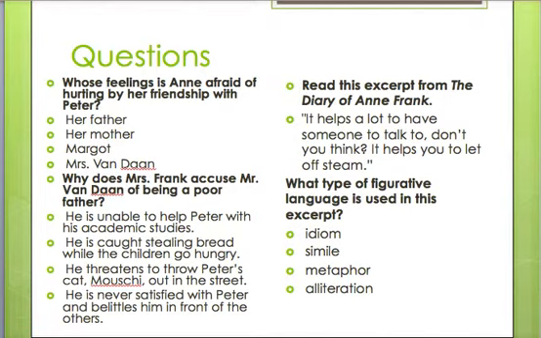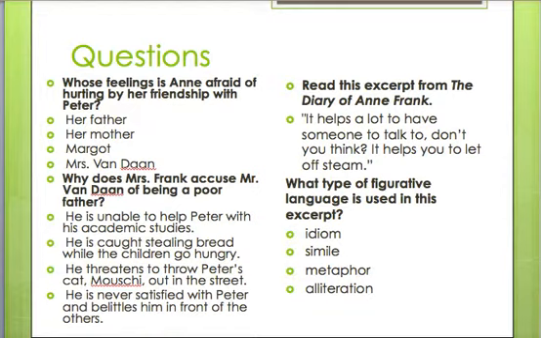Yeah, remember Mr. Van Daan was caught stealing food, and so Mrs. Frank accuses him of being a poor father because of it. Desperate times make people act differently than they may have in a normal situation.